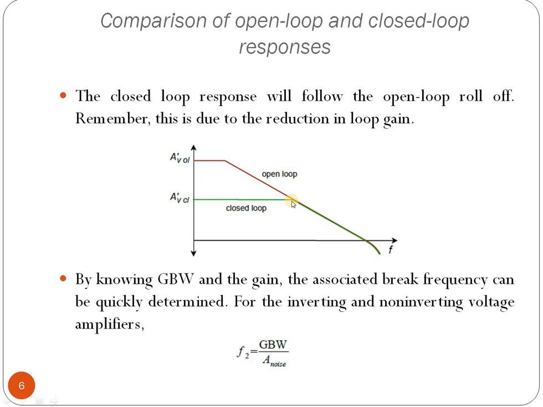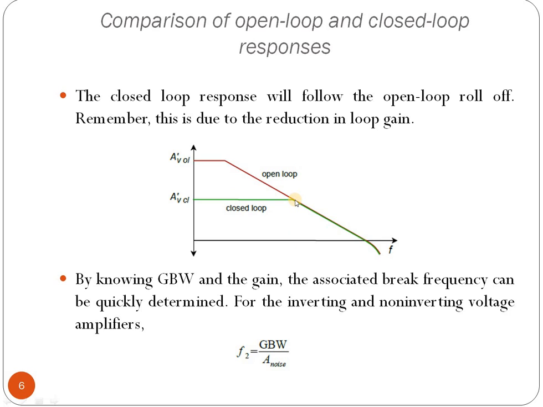The open loop gain is very high when the frequency is very low, and after some point it reaches the break frequency. After the break frequency it starts to roll off, at 20 dB per decade. But for closed loop, the roll-off starts very late, that is, only after very high frequencies.